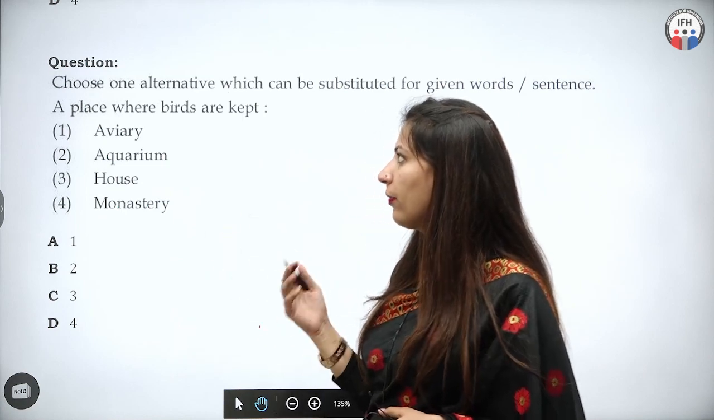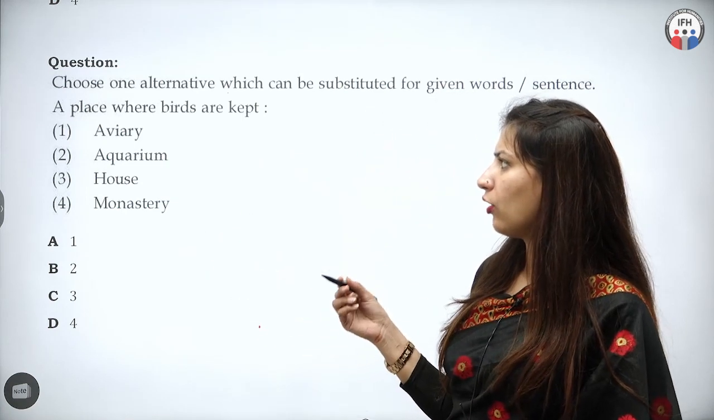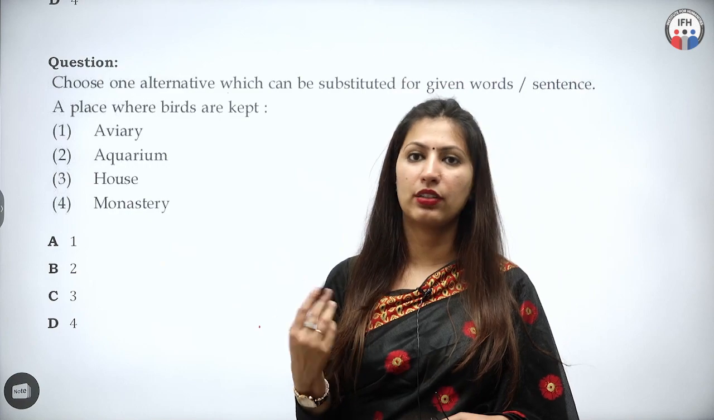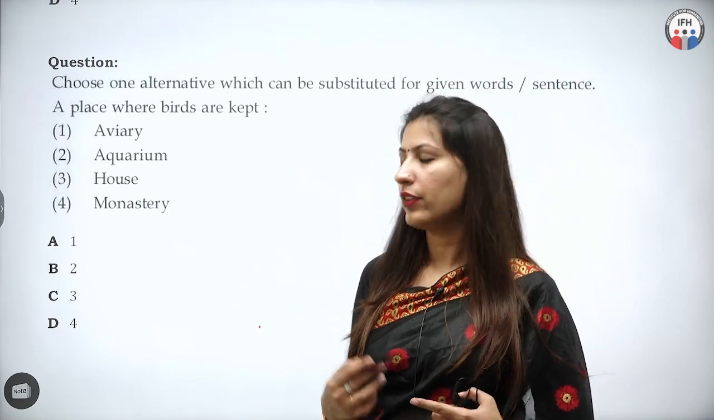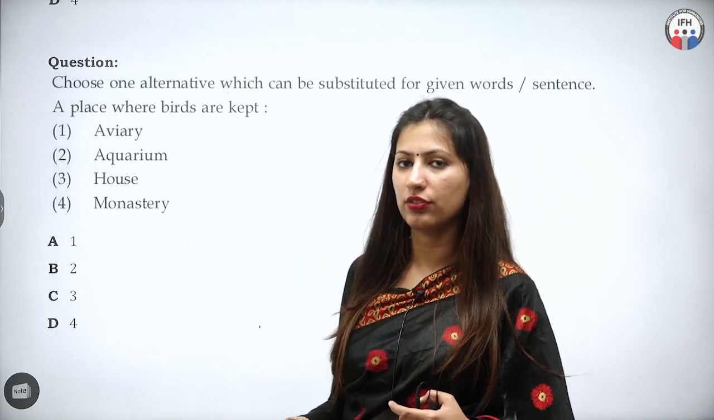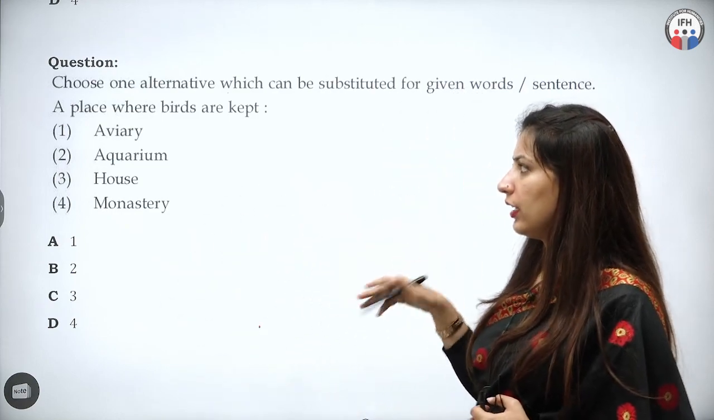See this question. A place where birds are kept. It cannot be aquarium because that's a very common word where fishes are kept. It cannot be a warehouse. No, it cannot be a house. It cannot be a monastery, right? So it should be the aviary.